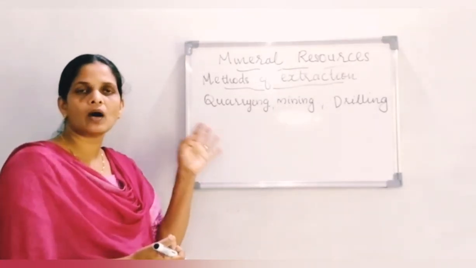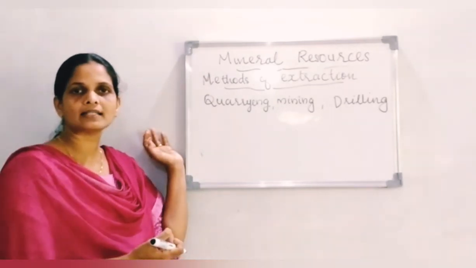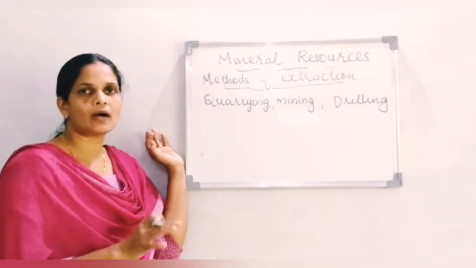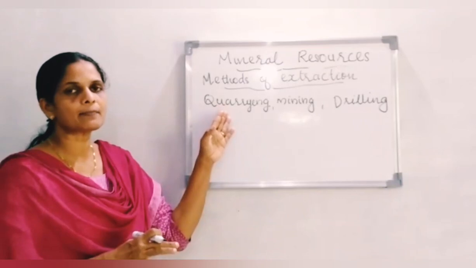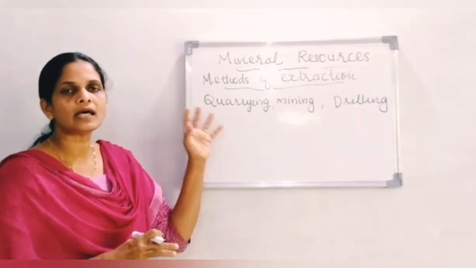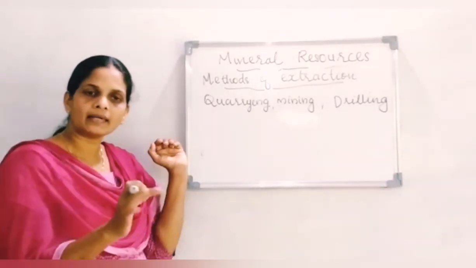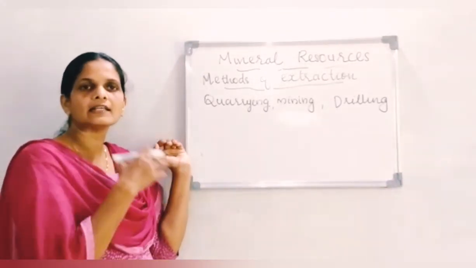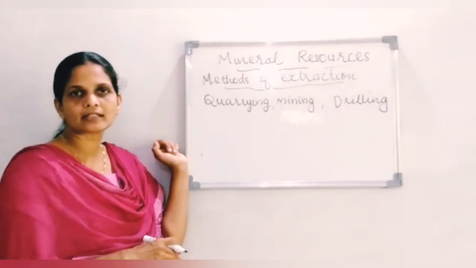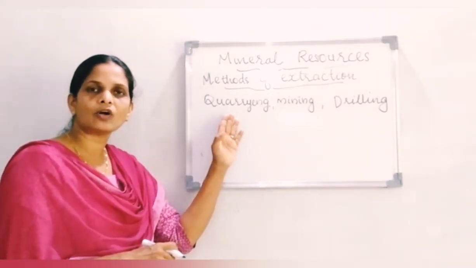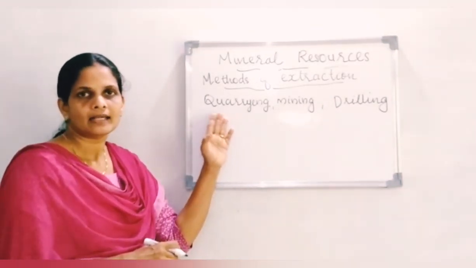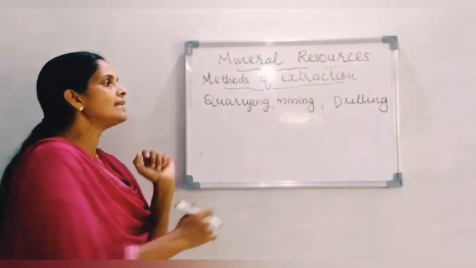There are different types of quarries, such as bauxite quarries and iron ore quarries. That means quarrying is a process used when we find minerals just below the earth's surface. By removing that surface, we can extract these minerals. This practice is called quarrying. Is it clear? And the next is mining.